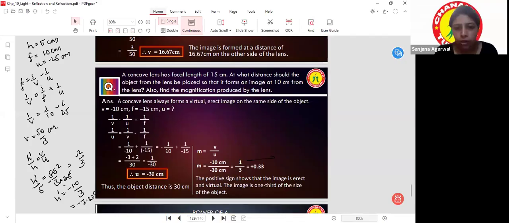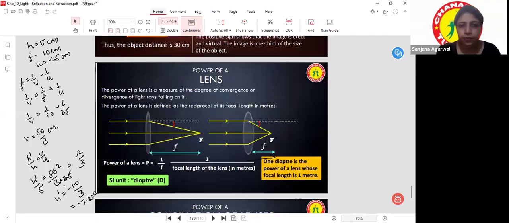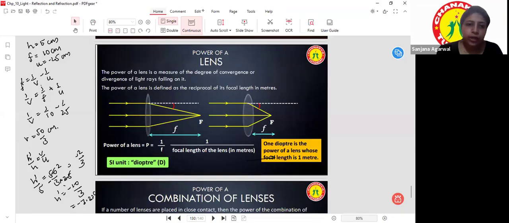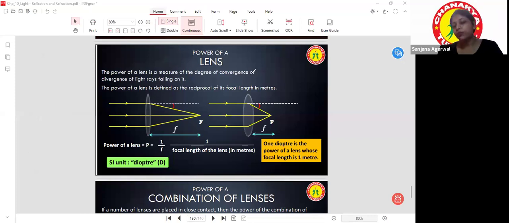There is another question for you to practice. Now comes the power of a lens. So what do you mean by the power of a lens? The power of a lens is actually the measure of the degree of convergence, that is, to what extent the lens is going to converge or diverge the rays, so as to obtain a clear image on the retina or wherever we are going to use it. Power of a lens is defined, in terms of formula, as the reciprocal of its focal length. Power equals 1 by F, or we can say that focal length equals 1 by power.